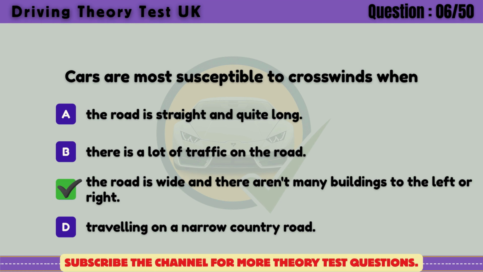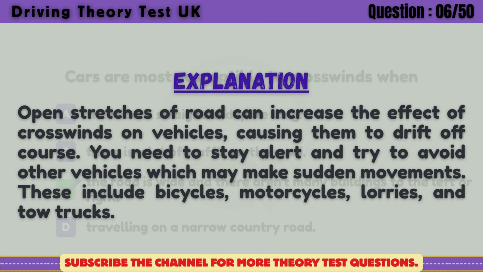Answer is C. The road is wide and there aren't many buildings to the left or right. Open stretches of road can increase the effect of crosswinds on vehicles, causing them to drift off course. You need to stay alert and try to avoid other vehicles which may make sudden movements. These include bicycles, motorcycles, lorries, and tow trucks.